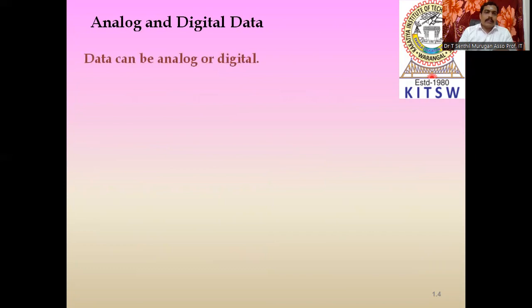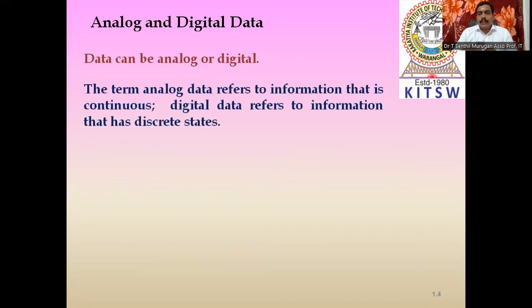So first we are going to discuss analog and digital data. Data may be analog data or digital data. So the term analog data, what is analog data? Analog data means information that is continuous. Where the information is continuous, the data is considered analog data. Where the information is discrete, that is considered digital data.